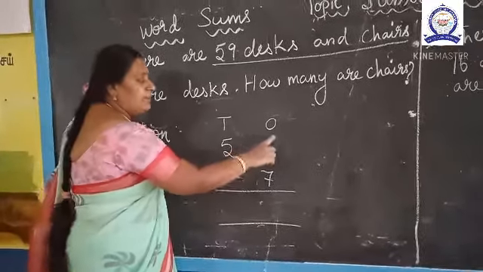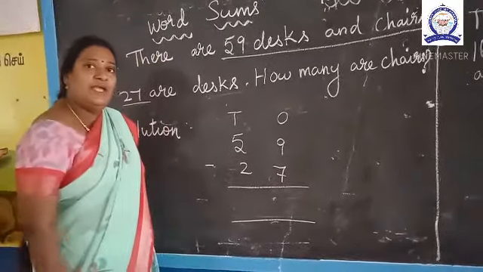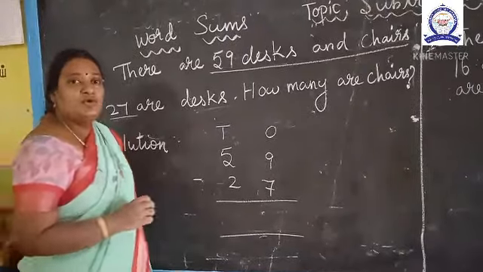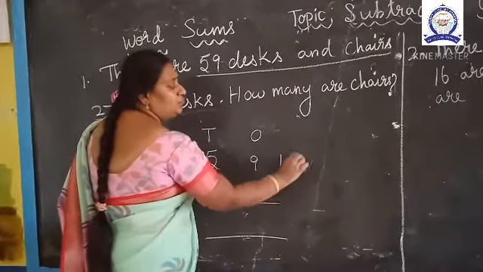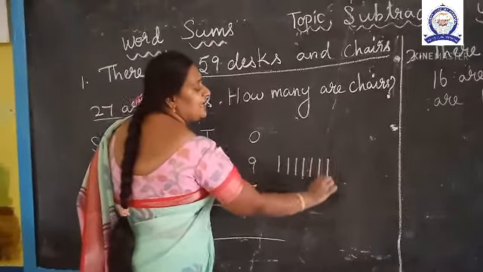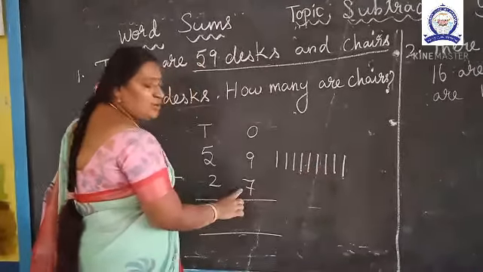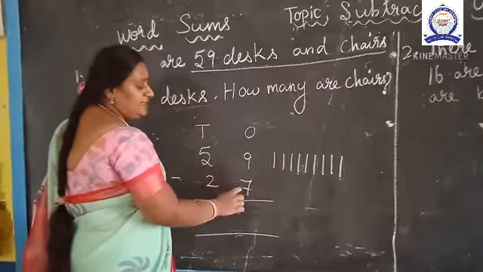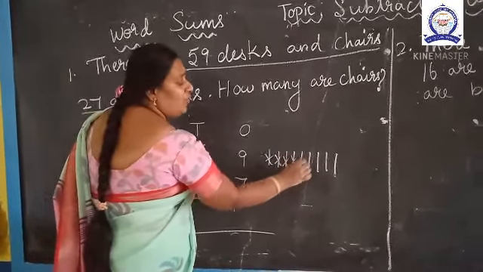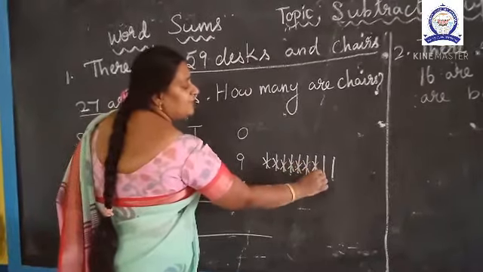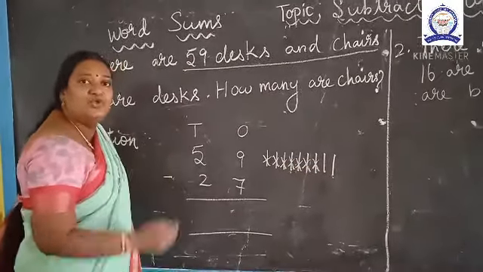இப்போ you subtract the ones column. Okay? Either using cross out method. So 9 minus 7, you draw 9 lines. 1, 2, 3, 4, 5, 6, 7, 8, 9. Cross out 7. 1, 2, 3, 4, 5, 6, 7. How many lines left? 2.